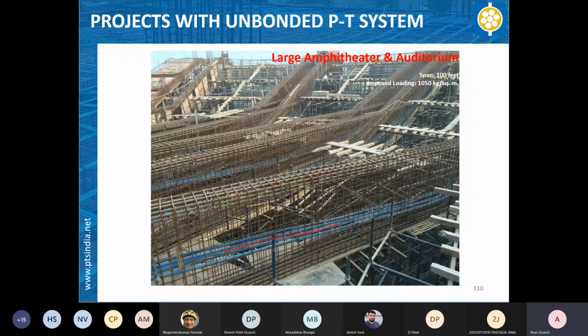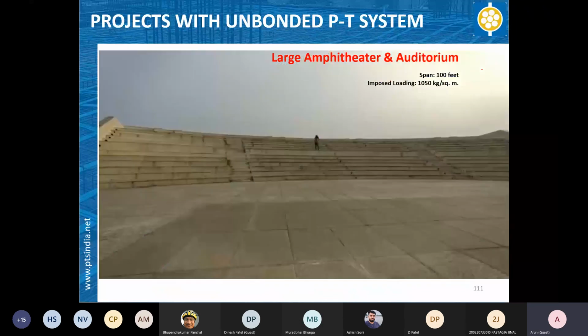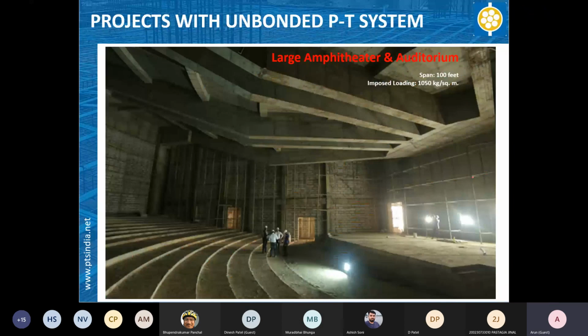So it was a huge project. You can see the top part, which is nothing but the large amphitheater part. You can see the steps and everything. You can see the width, and similarly this part is also huge. And this is from the bottom. Now you can see the beauty, right? This is a huge part. This is also a huge part. It's around 100 feet.